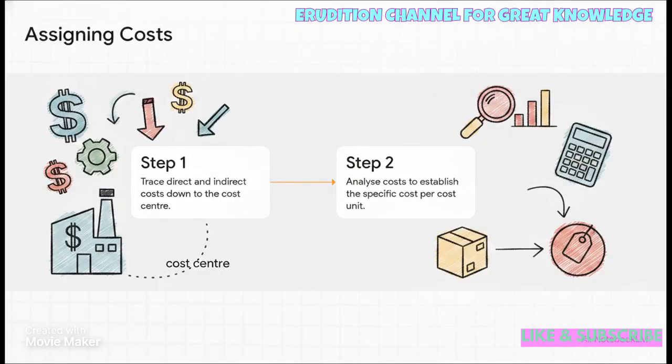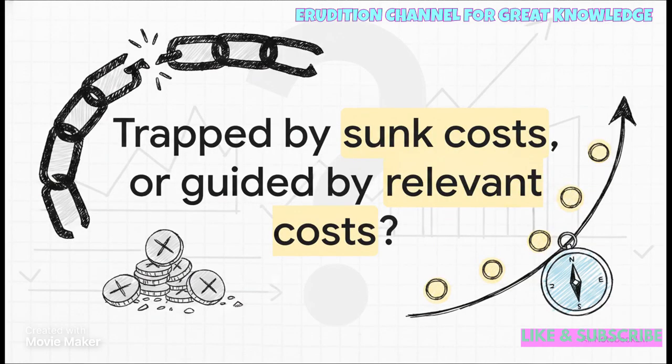Here is how this all builds into a practical hierarchy. Step 1. You trace your costs down to the cost center. Step 2, you further analyze those accumulated costs to establish the exact cost per cost unit. However, keep in mind that some items, like your direct materials and direct labor costs, might just be charged directly to a cost unit. Wow, we have covered some incredible ground today, from the baseline CMA definitions all the way down to calculating cost units.